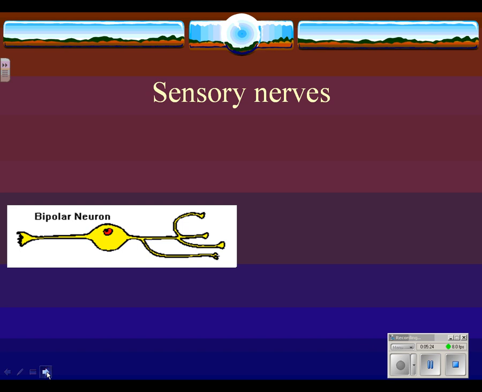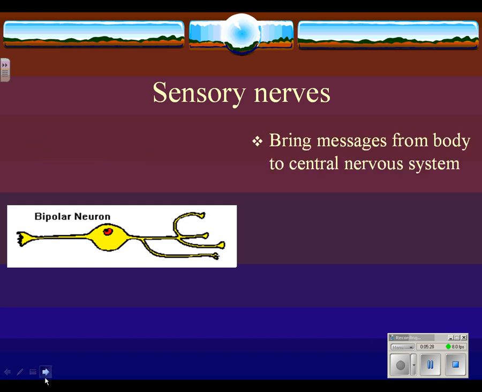The somatic nervous system consists of basically two branches. Well, actually both. There are sensory nerves that bring messages from the body to the central nervous system. They can be 3 feet or more in length.